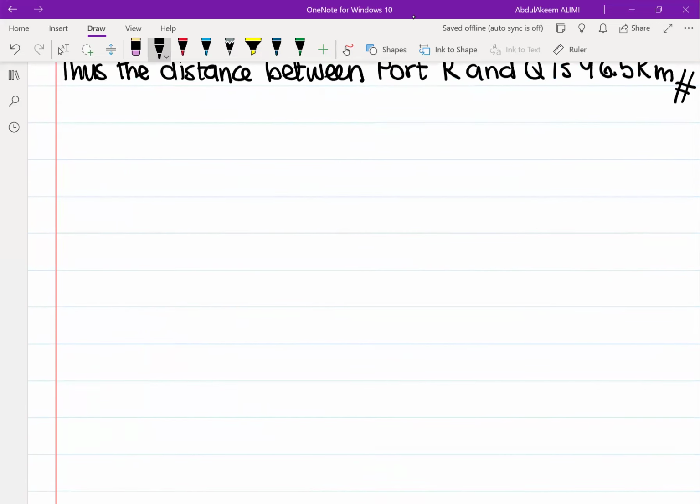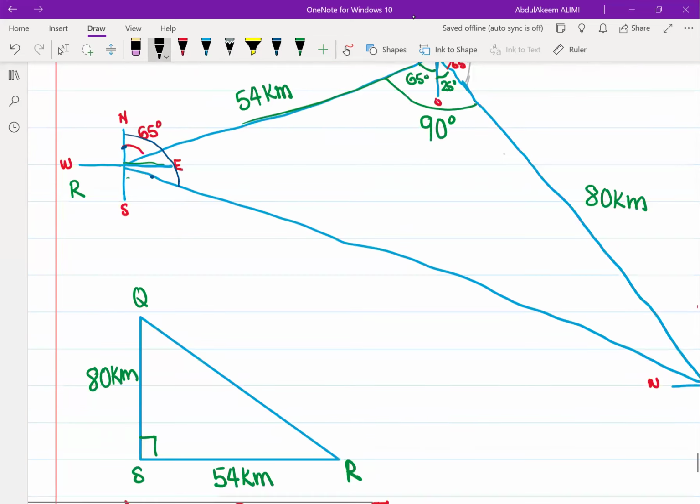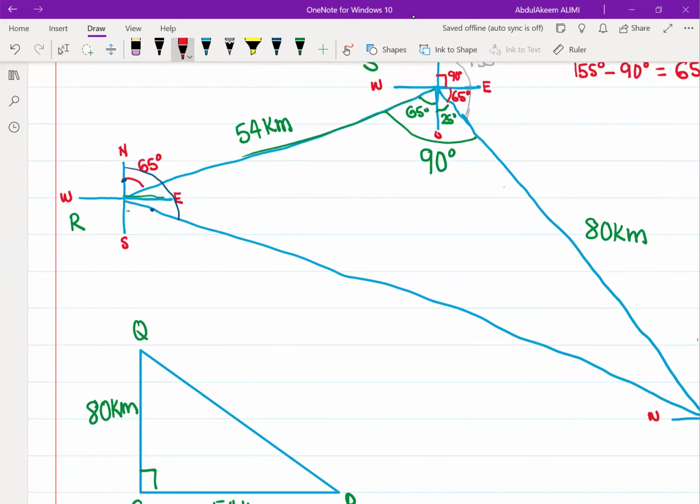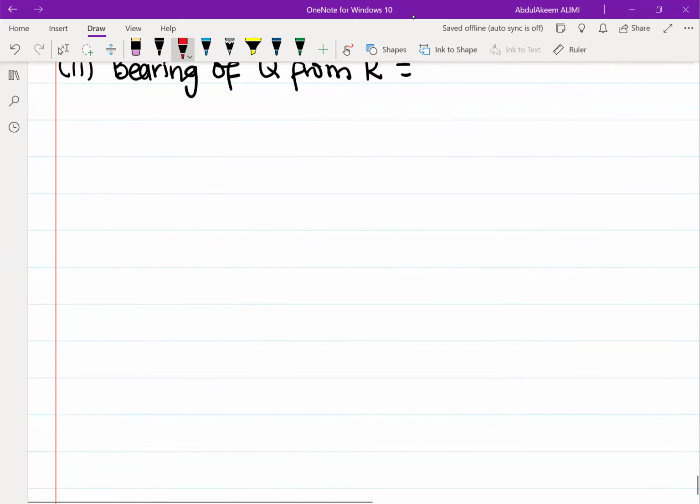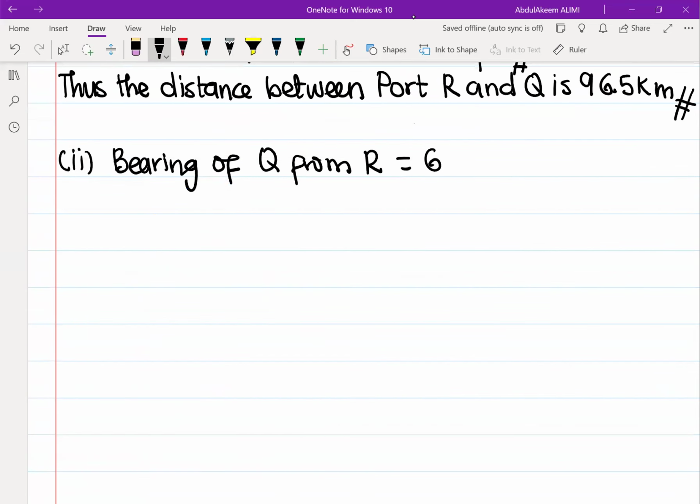For this second one now, the bearing of Q from R, I can do something here. I can name everything here. From here to here equals theta, since I know I'm looking from this place to this place, and I've gotten from here to here. So what will it now become? This will now become 65 degrees plus theta.